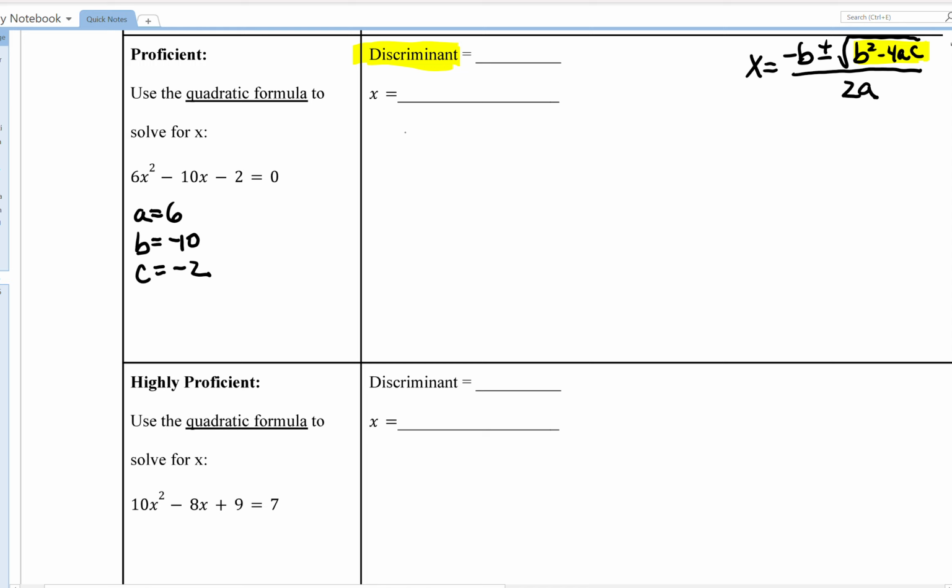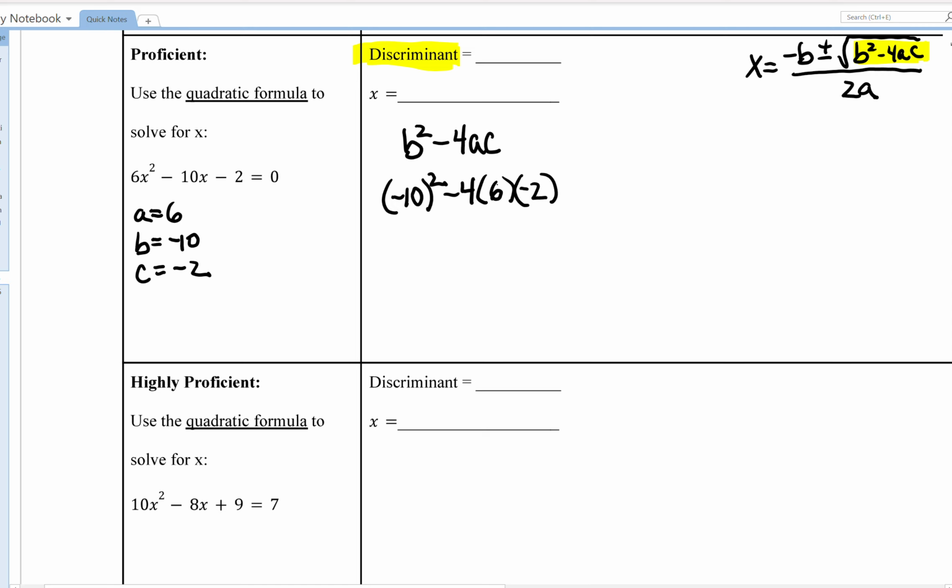And so the discriminant, I'm going to write that down. It's a good idea for you to write down that discriminant formula, b squared minus 4ac, because then I can go blank squared, that's my b squared, minus 4 times blank, that's my a, and then another blank, that's my c. So b is negative 10, I'm just going to plug that in. A is 6, plug that in, and then c is negative 2, plug that in.